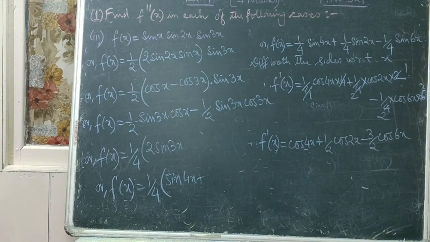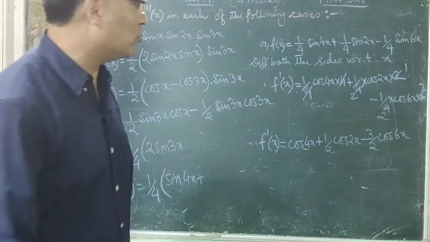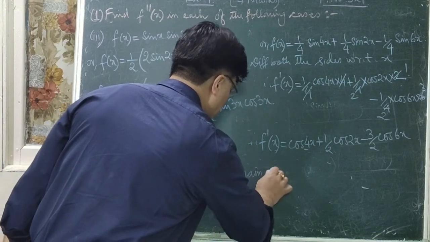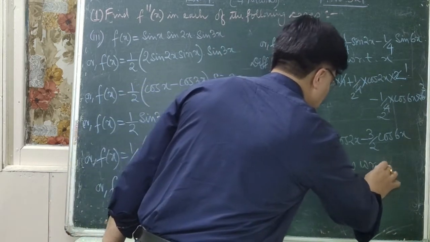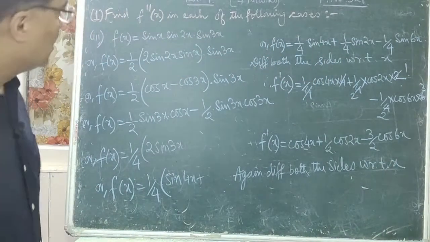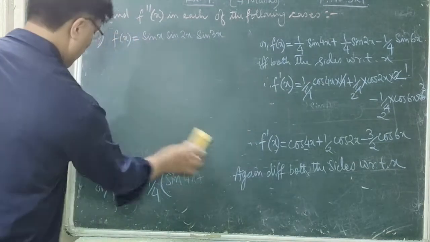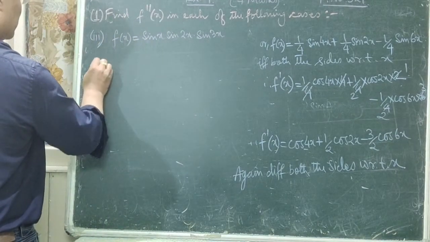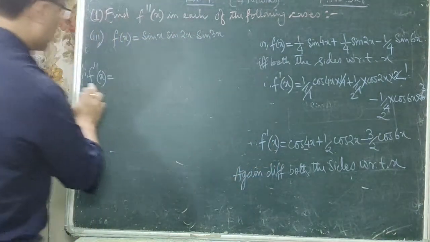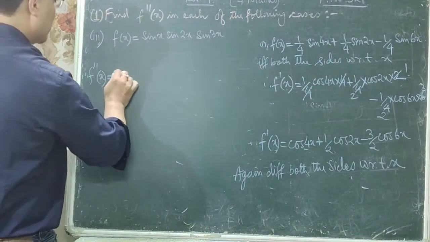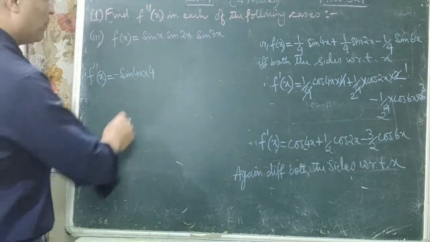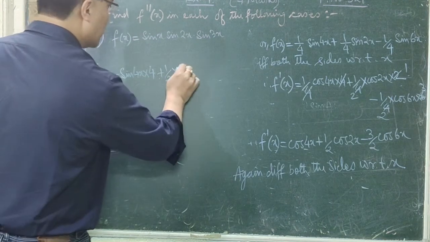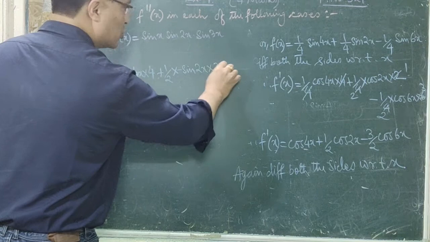Again you have to differentiate it. So write down, again differentiating both the sides with respect to x, right? So let us differentiate it once again. Therefore f dash of x becomes f double dash of x, isn't it? f double dash of x is equal to, what is the differentiation of cos 4x? Minus sin 4x into, again differentiate 4x with respect to x, that is your 4, plus half into, what is the differentiation of cos 2x? Minus sin 2x into 2, right?